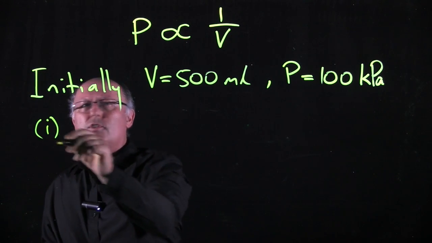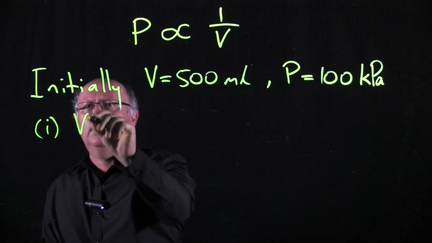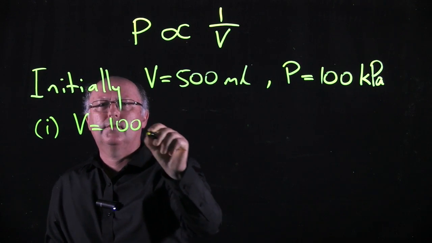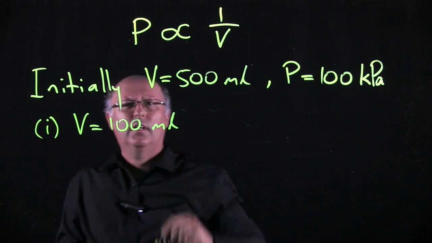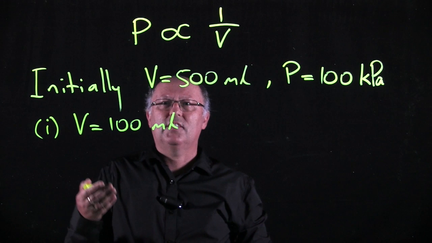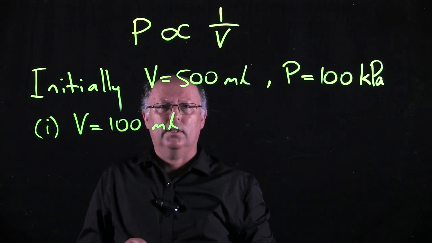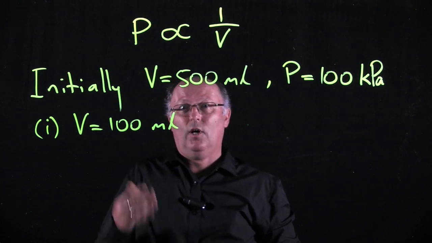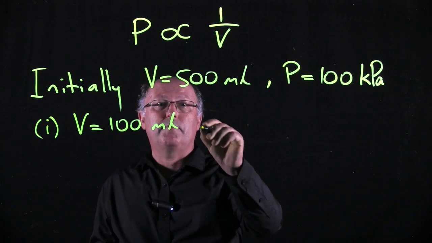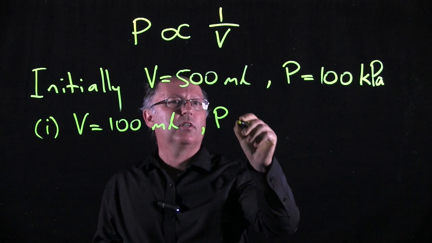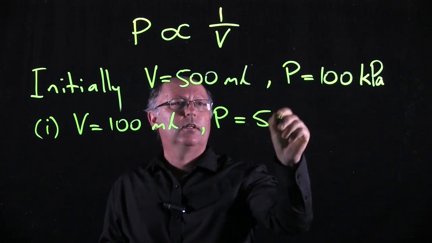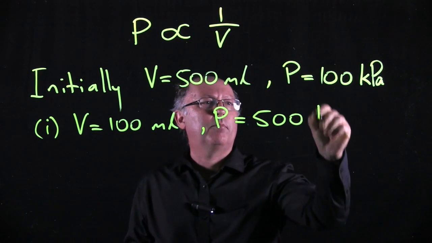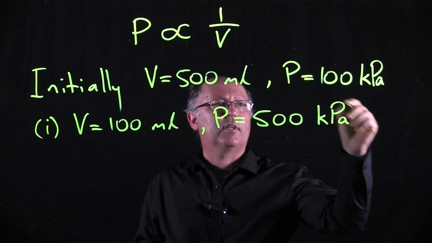What would happen if I reduced the volume down to 100 milliliters? That is, the volume is 5 times smaller than it used to be. And therefore the pressure has to respond in the opposite way. It will become 5 times bigger than it used to be because it's inverse proportionality. The pressure would therefore have to go up to 500 kPa.